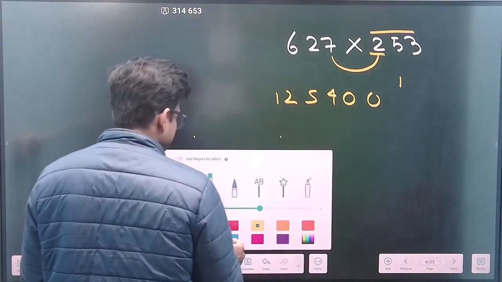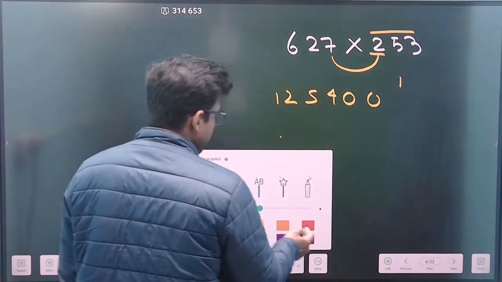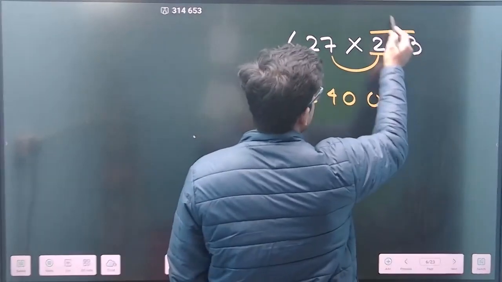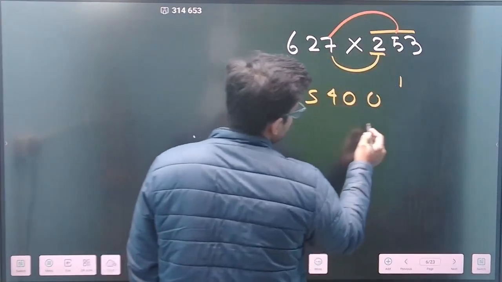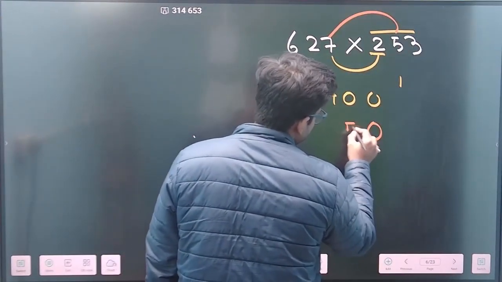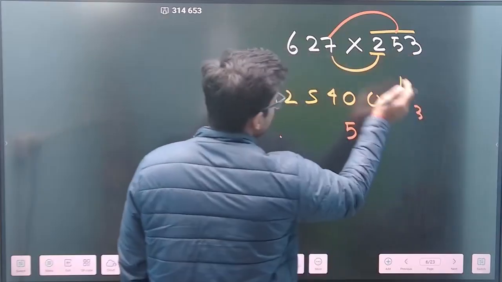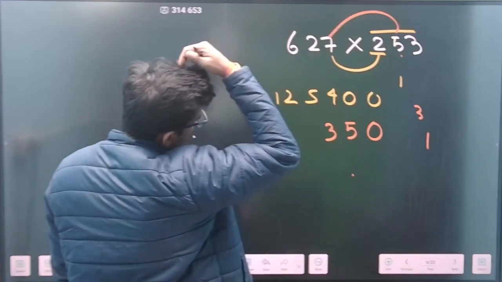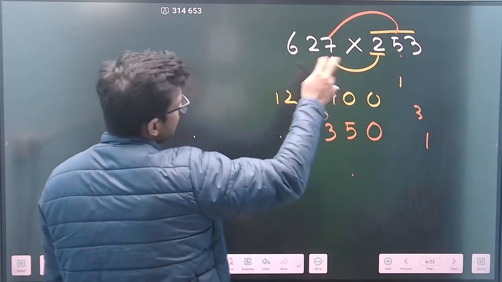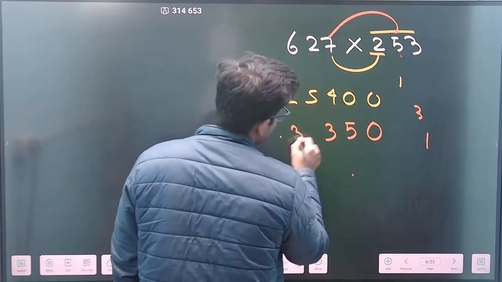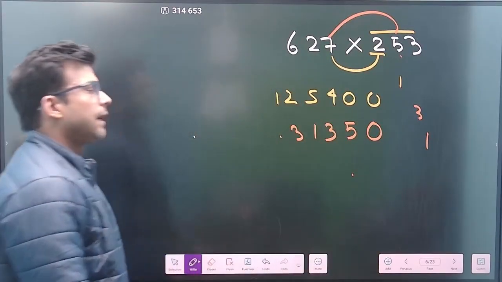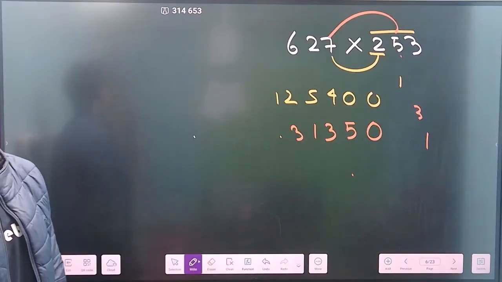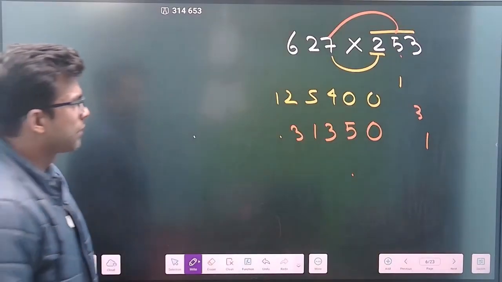Now if I go for the second digit, I would go for 5. 7 5s are 35. Put 0 here. 7 5s are 35, 5, 3 carry. 5 2s are 10, 13, 3, 1 carry. 6 5s are 30, 31. So write down 31 over here. Correct? I hope 3 1 3 5 0. Is it right? I hope this makes sense.